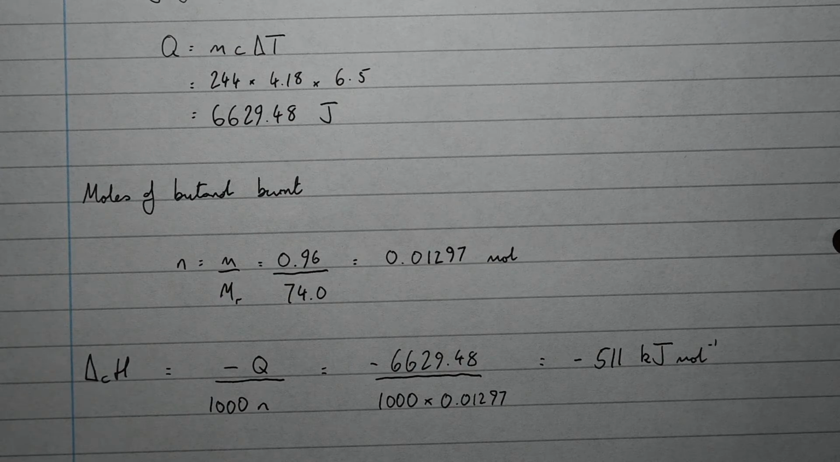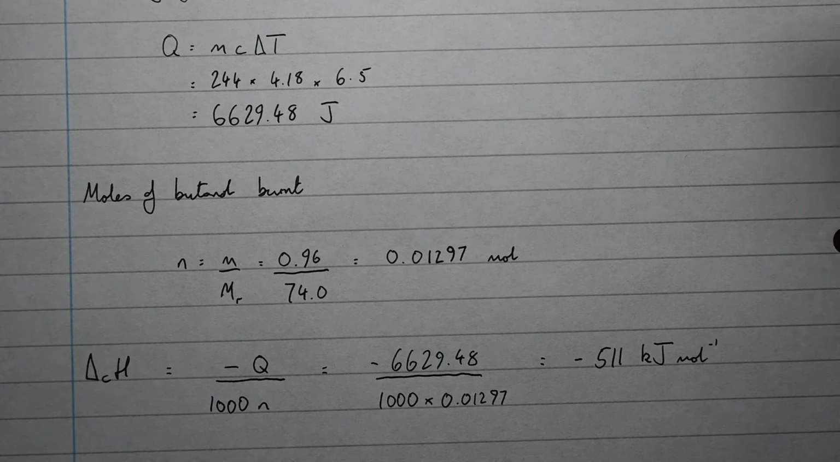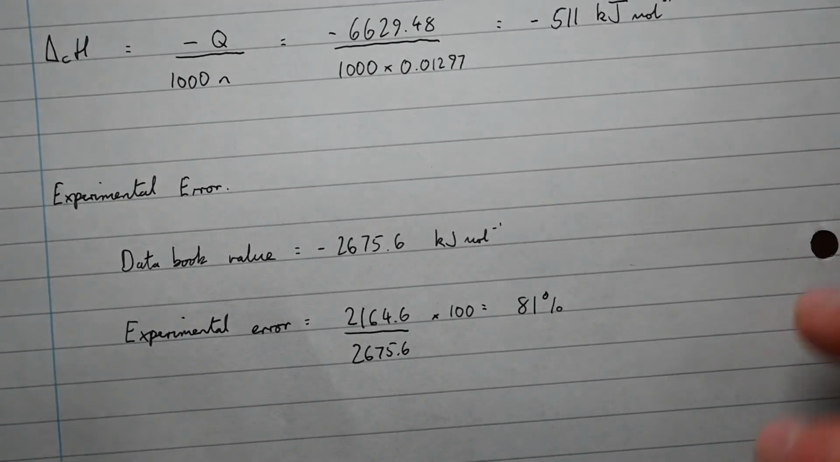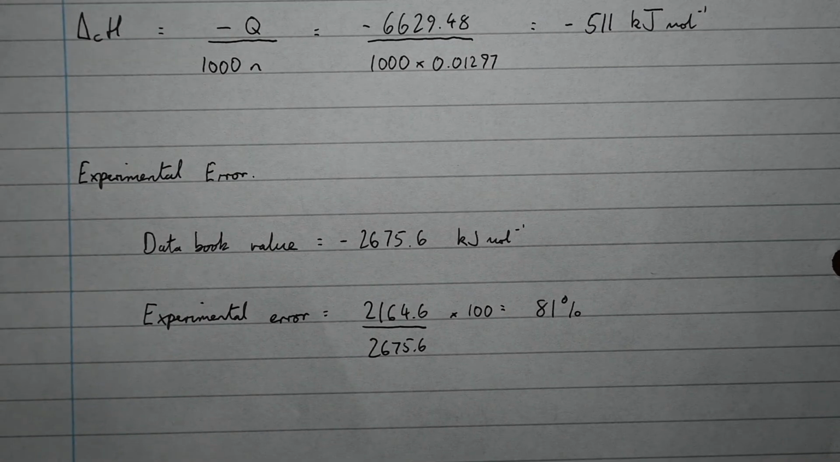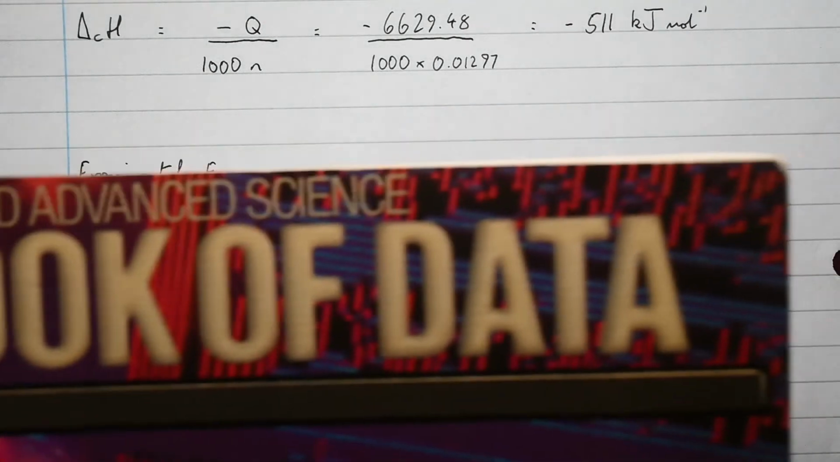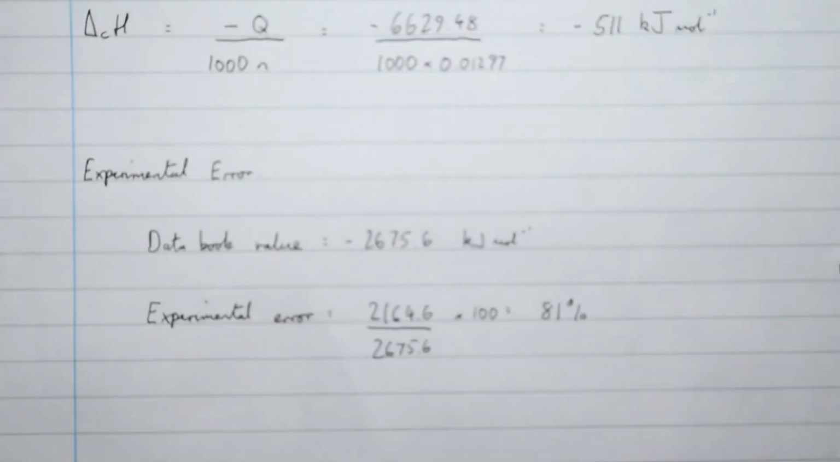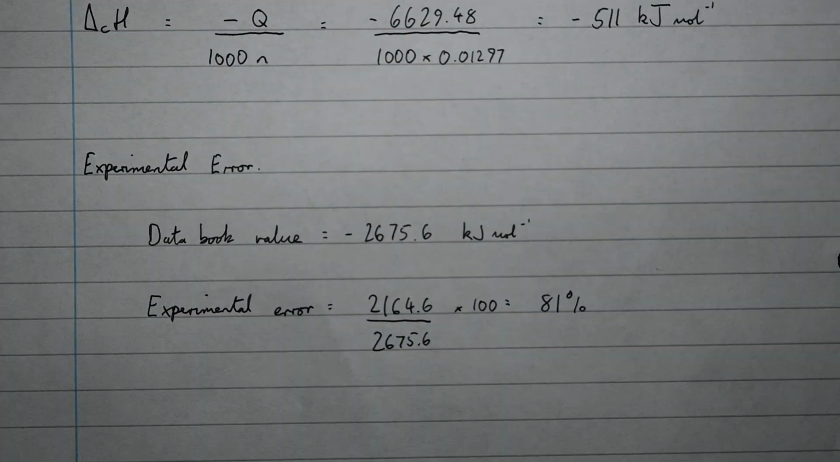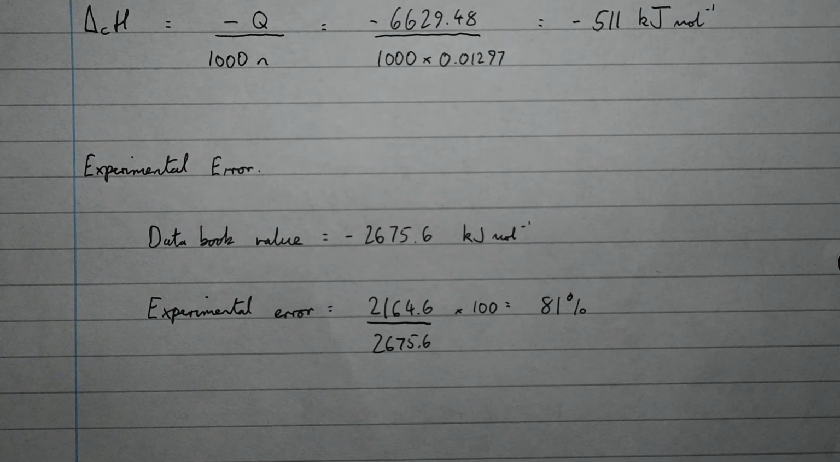Now I'm not going to do an apparatus error analysis here, because if we look at the data book value for this reaction, we can see that we should have got minus 2,675.6 kilojoules per mole. That value has come from the Nuffield book of data. The difference between that value and our value is 2,164.6. So that number divided by the accurate value times 100 gives us an 81% error, which is massive.